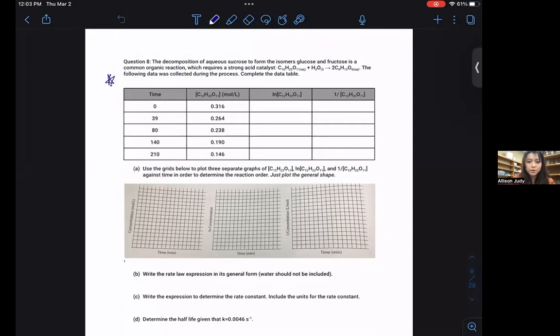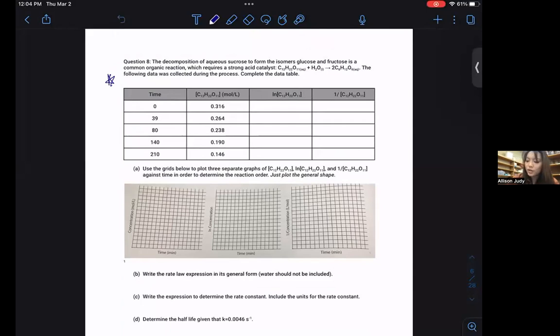For the conceptual, what we're given is the decomposition of aqueous sucrose to form the isomers glucose and fructose, which is a common organic reaction. It involves a strong acid catalyst, and the following balanced reaction is as written. The following data was then collected in lab. So complete the data table.